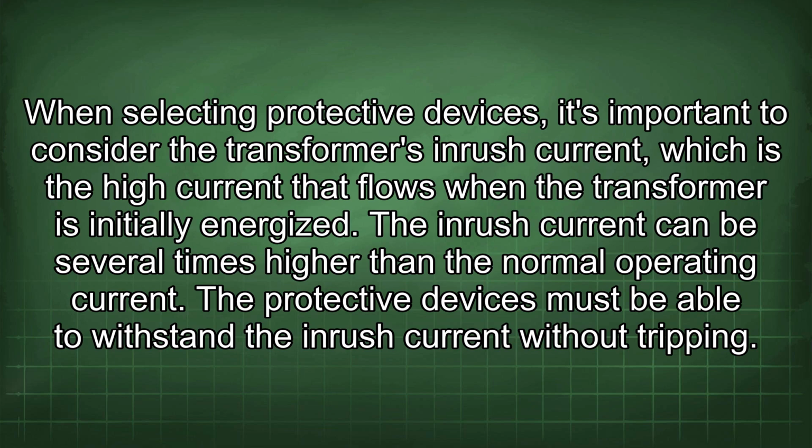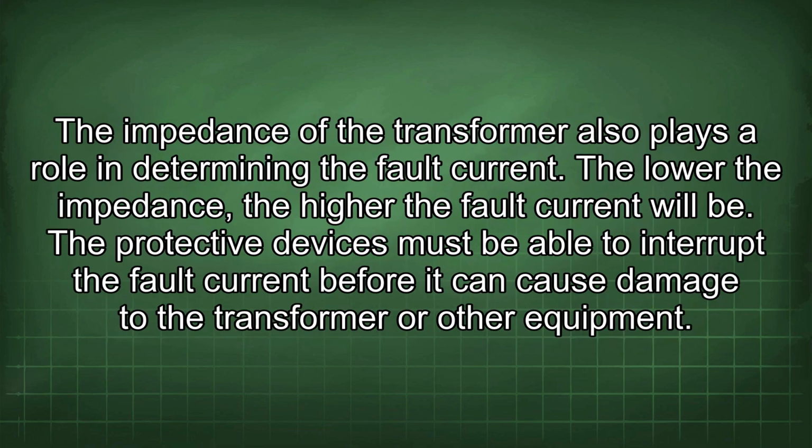When selecting protective devices, it's important to consider the transformer's inrush current, which is the high current that flows when the transformer is initially energized. The inrush current can be several times higher than the normal operating current. Protective devices must be able to withstand the inrush current without tripping. The impedance of the transformer also plays a role in determining the fault current. The lower the impedance, the higher the fault current will be. The protective devices must be able to interrupt the fault current before it can cause damage to the transformer or other equipment.